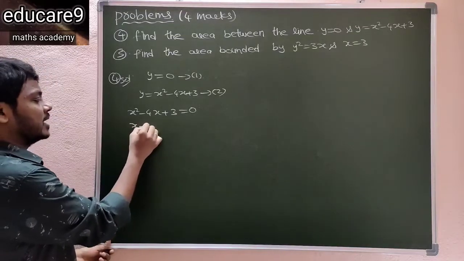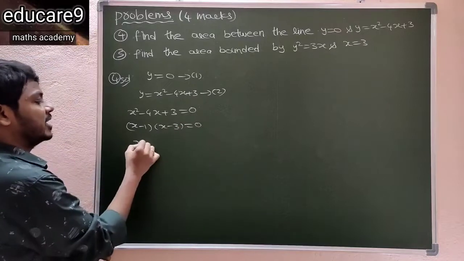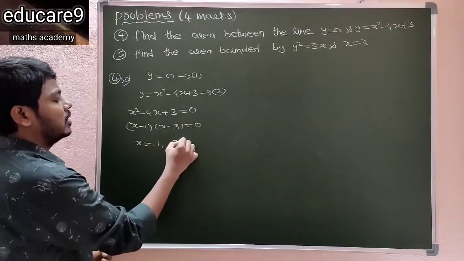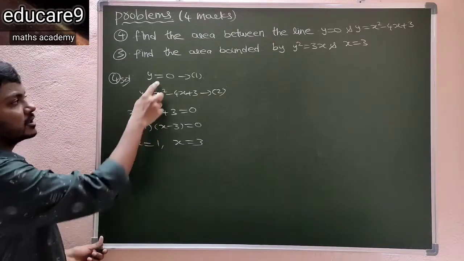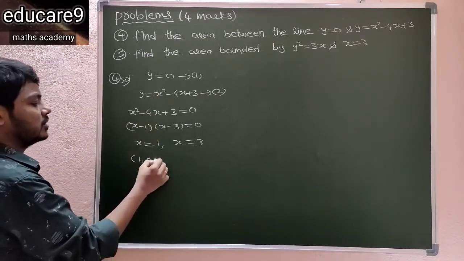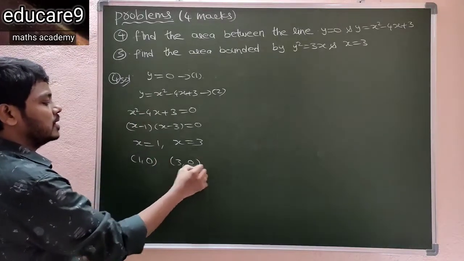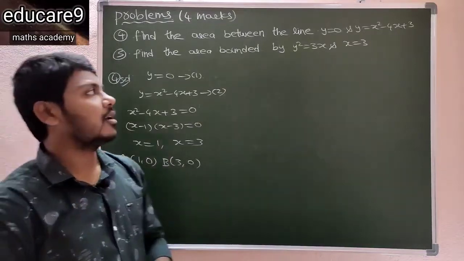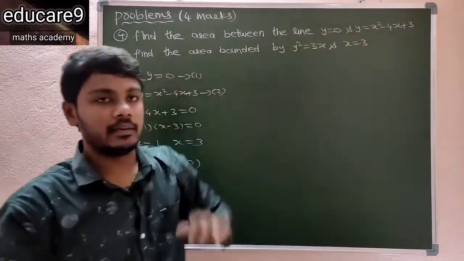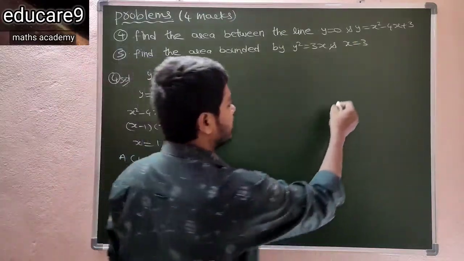So this is x minus 1 into x minus 3 equals 0. So clearly what are the x values? x equals 1, x equals 3. If you substitute x equals 1, what is the y value? 1 comma 0 and 3 comma 0. So clearly A and B are the points of intersection of the curve and line. Now draw the graph of the given curve.